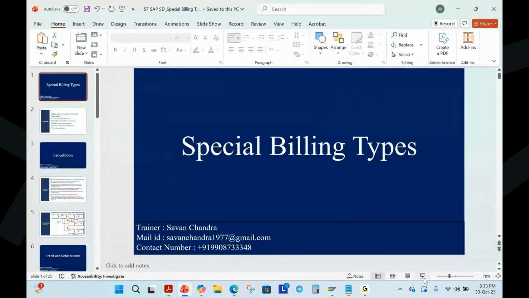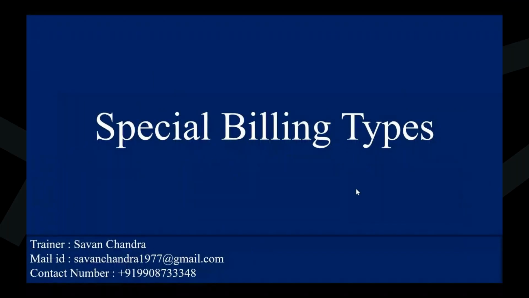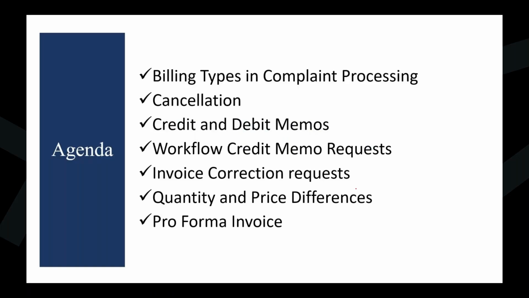Special billing types. In this unit, the topics we are going to cover are billing types in complaints processing. Cancellation, how to do invoice cancellation, we'll see. Then credit and debit memos: what is a credit memo, what is a debit memo, how they are created, we'll see. Then the workflow of credit memo request. Then invoice correction request, how it is done, we'll see.